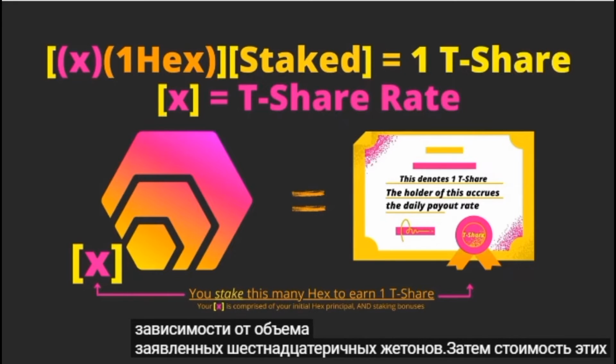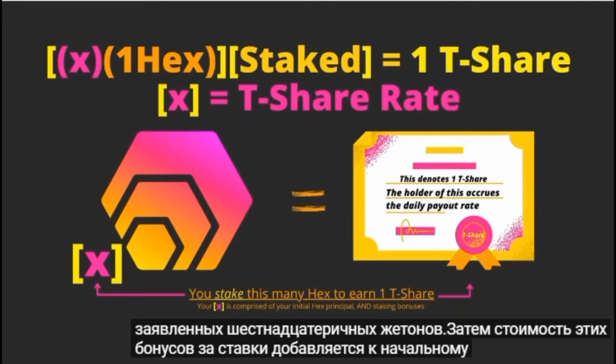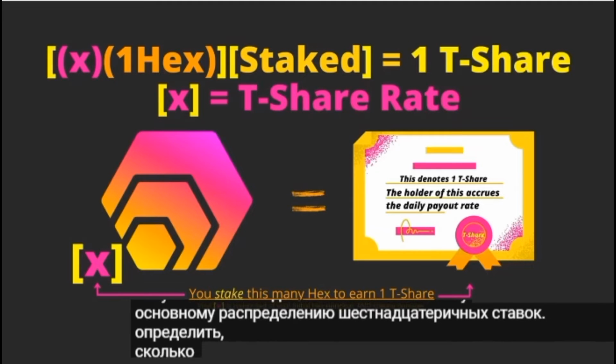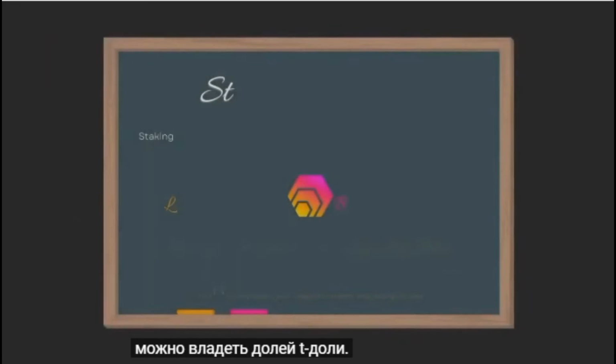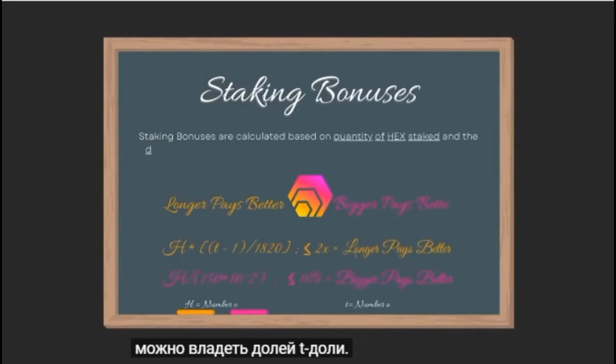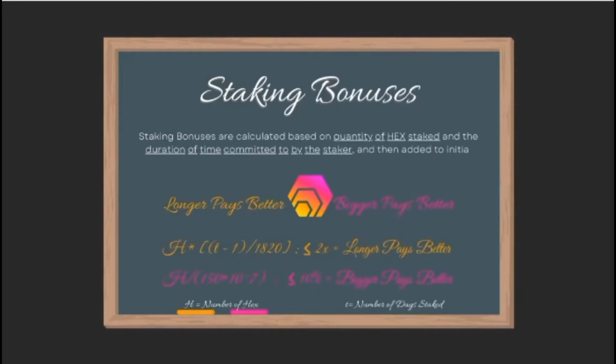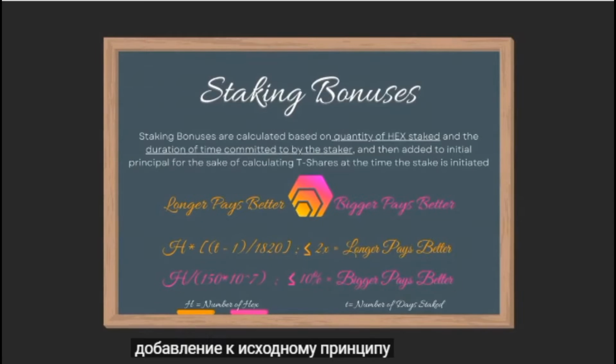The value of these staking bonuses is then added to the initial principal allotment of Hex to determine how many T-shares the staker will receive. It is important to note here that it is possible to own a fraction of a T-share. Below are the equations and relative limits to the bonuses the smart contract calculates to determine how many Hex will be added to the initial principal.